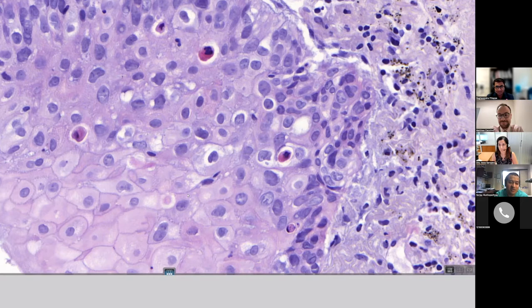Yeah, I find it difficult to interpret. That's the most important point, especially on needle core biopsies. I don't even think about doing mucicarmine on resection specimens. Only if my colleague mentions mucicarmine, I'll bring it in. Otherwise, I'm happy to forget about mucicarmine.